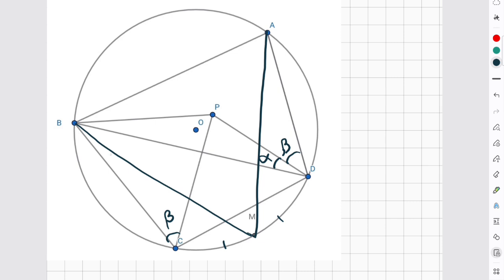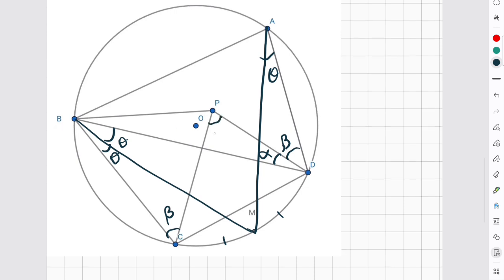That is why angle CBM, let's say it is theta, is equal to angle DBM. The same goes for angle A, or we can say angle DAM, which is also theta here. Now we can see, by the way, that this angle is beta plus alpha. I guess I unintentionally deleted that.